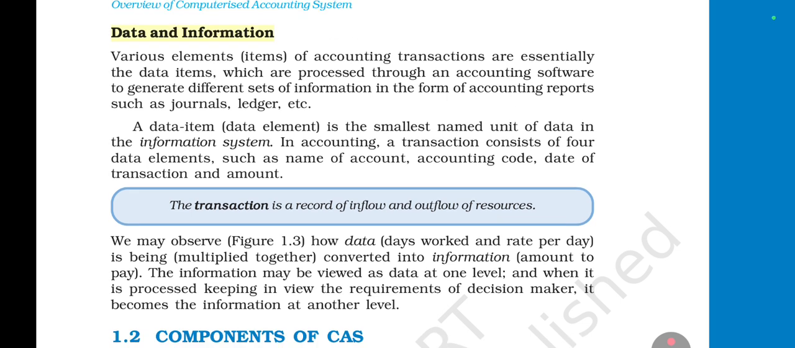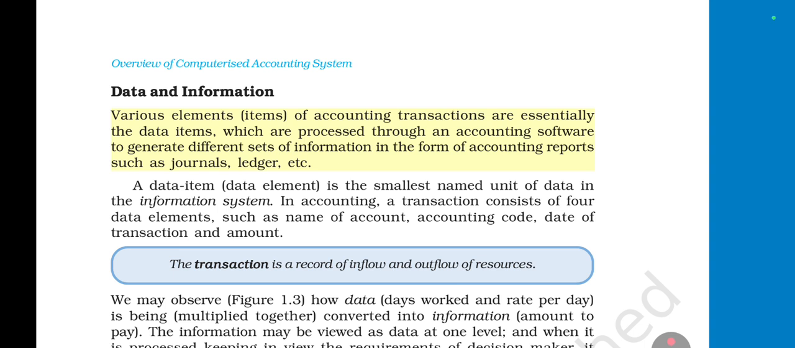Data and information. Various items of accounting transactions are essentially the data items, which are processed through an accounting software to generate different sets of information in the form of accounting reports such as journals, ledger, etc. A data item, or data element, is the smallest named unit of data in the information system. In accounting, a transaction consists of 4 data elements, such as name of account, accounting code, date of transaction and amount. The transaction is a record of inflow and outflow of resources.